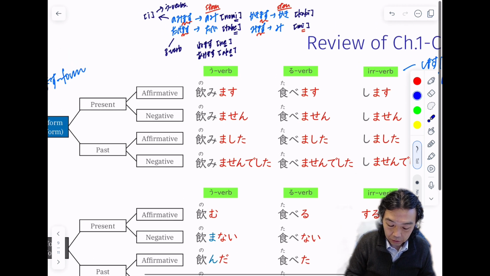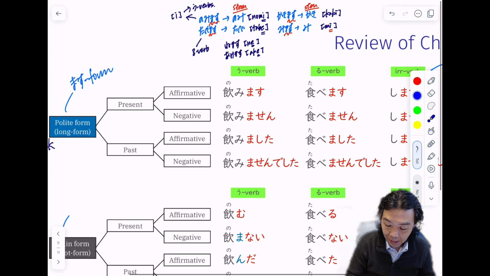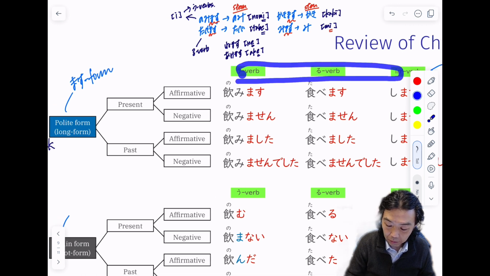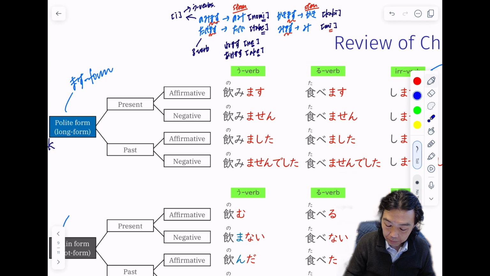So as long as you're in the polite form, the verb types really don't matter because all present affirmative end with masu. All present negative end with masen. All past affirmative end with mashita. And all past negative end with masen deshita.